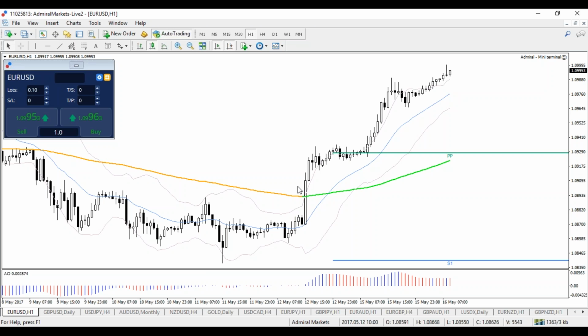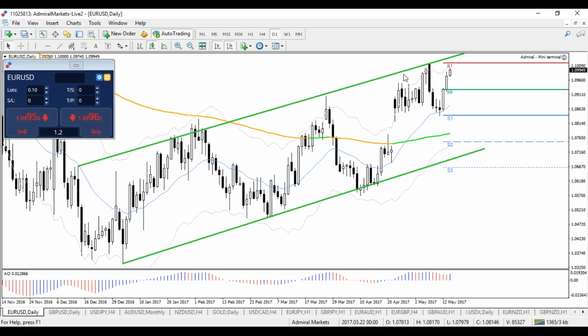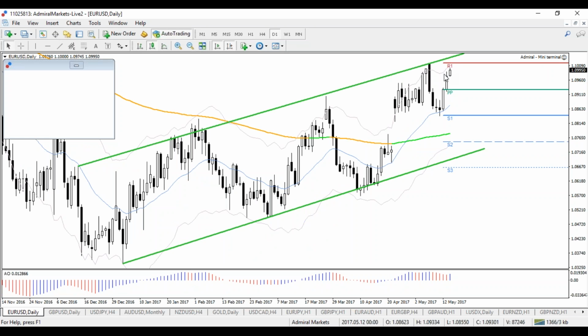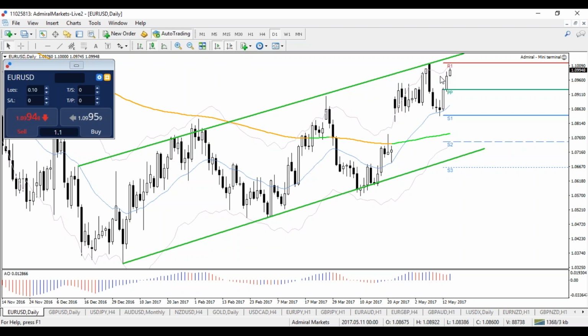But here is not a good spot in my view, for me, because of multiple resistance layers that are right in front of it. Price is now at 109.95, which means that 110 psychological round level is only 5 pips away. So that's the key thing.